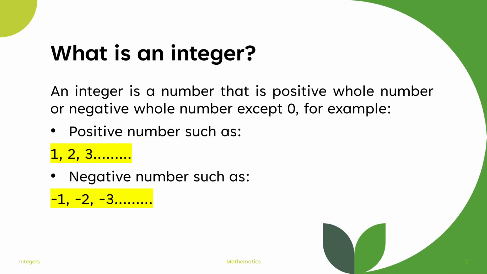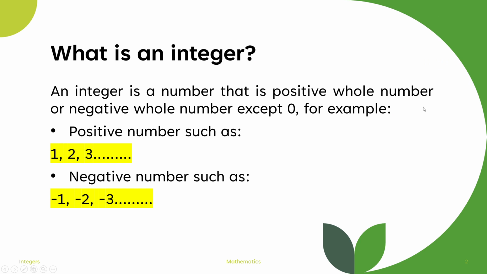Let's begin. So here we have a definition of an integer. It is a positive whole number or a negative whole number, except 0. Means whole numbers are always integers, can be positive or negative, but rational numbers such as fractions, decimals, or percentages are not integers.